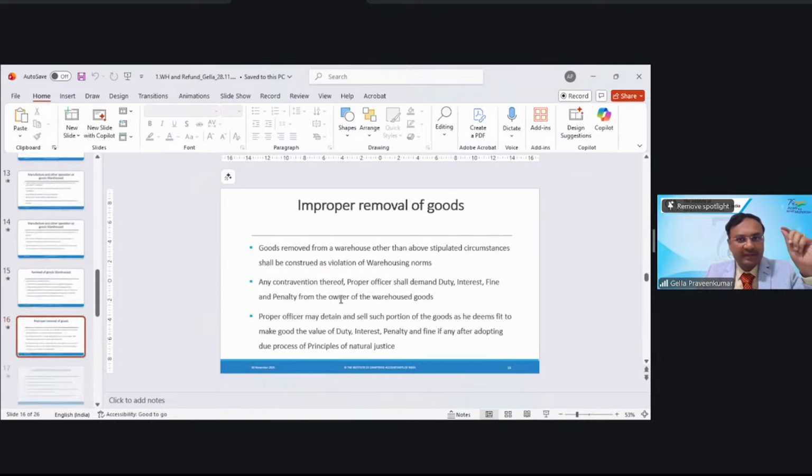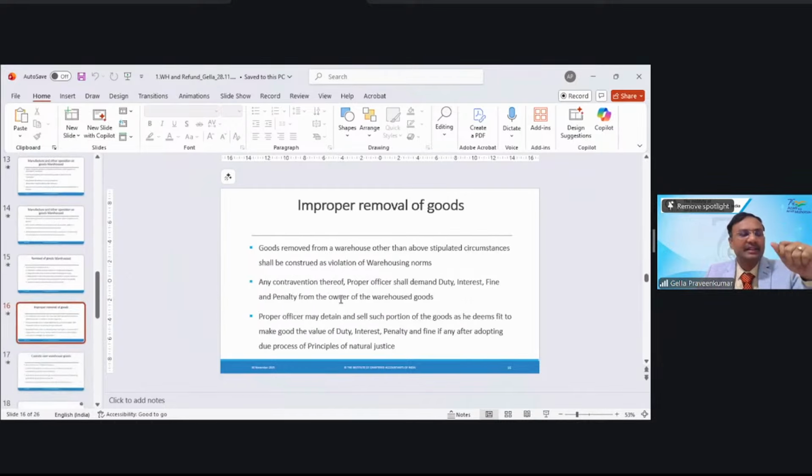Removal of goods, we have discussed. In case there is an improper removal. What do you mean by improper removal? I am supposed to remove these goods, but do not remove them within the time limit for which the order has been passed. Then it is deemed that the goods have been removed from your warehouse.